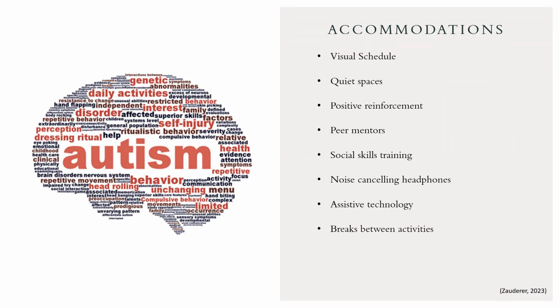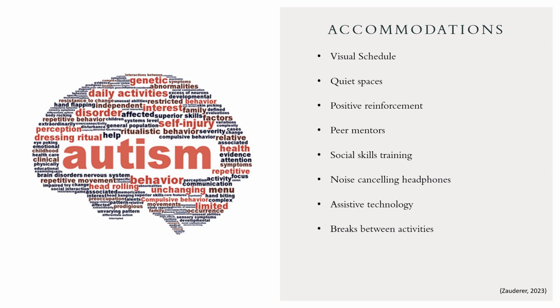Let's look at how we can accommodate for some of these things. We can provide a visual schedule of the day so that they can be prepared for what's coming. It could even include pictures or symbols that help represent different activities throughout the day. We could provide quiet spaces so that they can get breaks from overstimulation and social interactions. We need to give them some positive reinforcement to motivate them to finish their tasks.